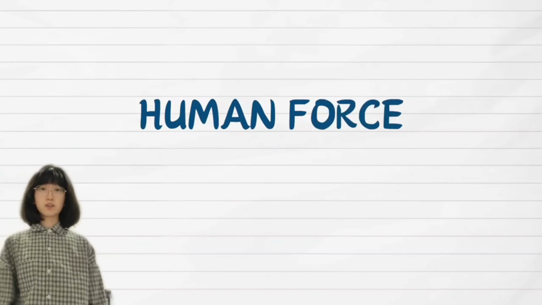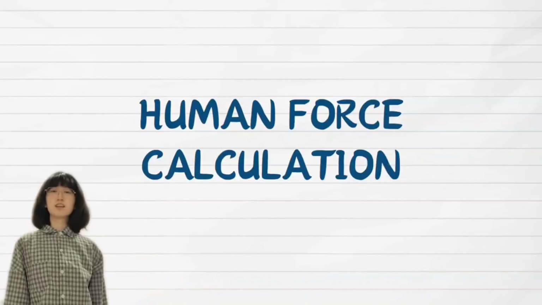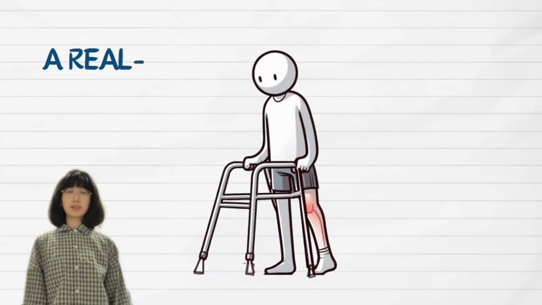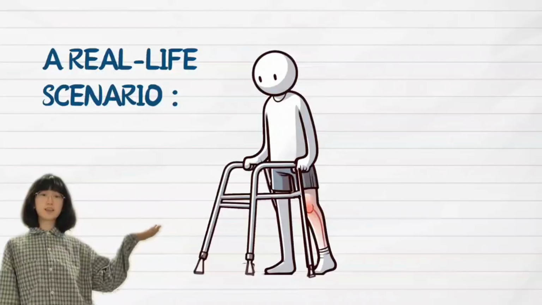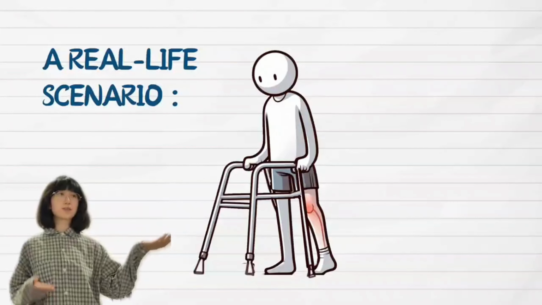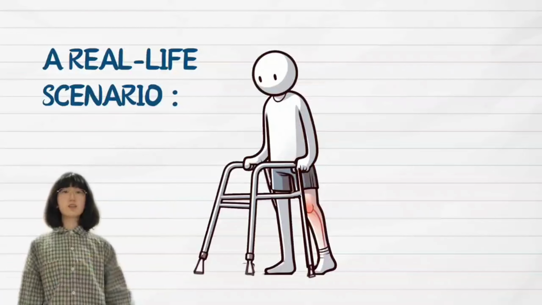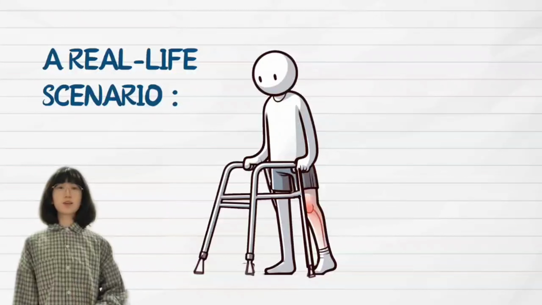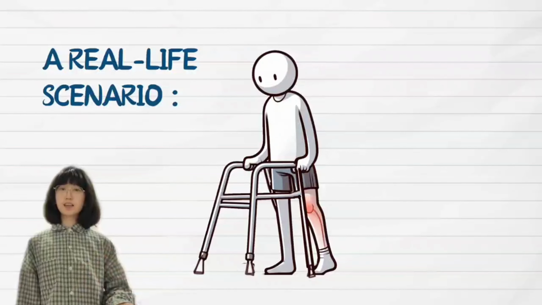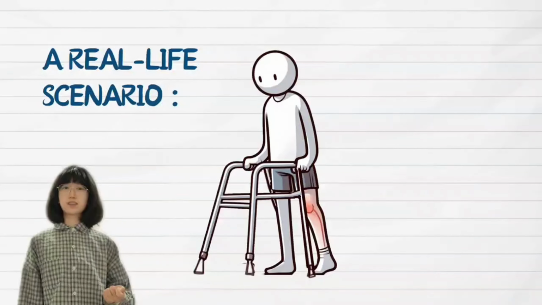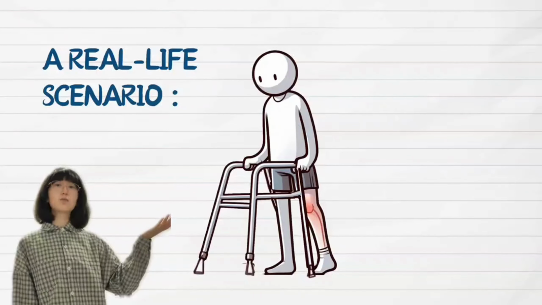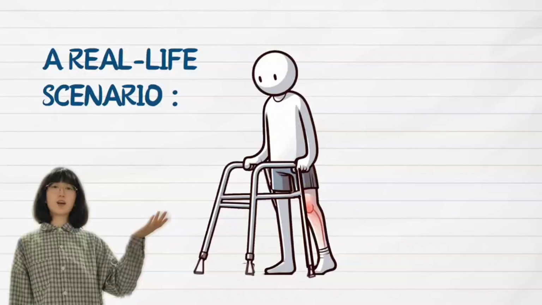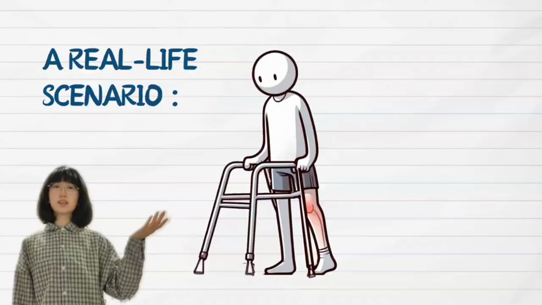Then let's turn our attention to human force calculation. Imagine a real-life scenario. A patient, due to injury or illness, cannot exert force with one leg. In this case, a walking frame becomes an essential tool for walking. For such patients, when using the walking frame, they rely primarily on their healthy leg and arms to support their body weight. Our task is to calculate the forces exerted by the patient's body on the walking frame in this situation and how the walking frame distributes these forces to maintain balance.